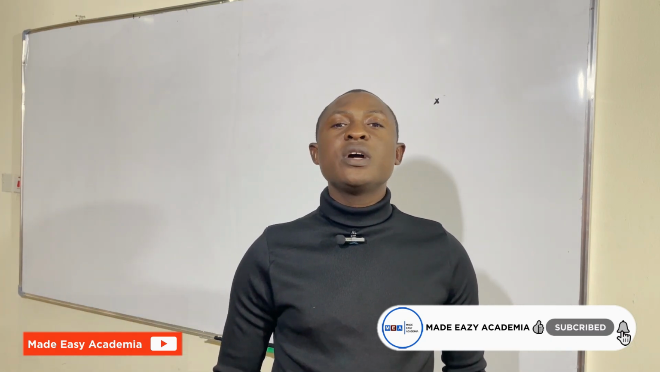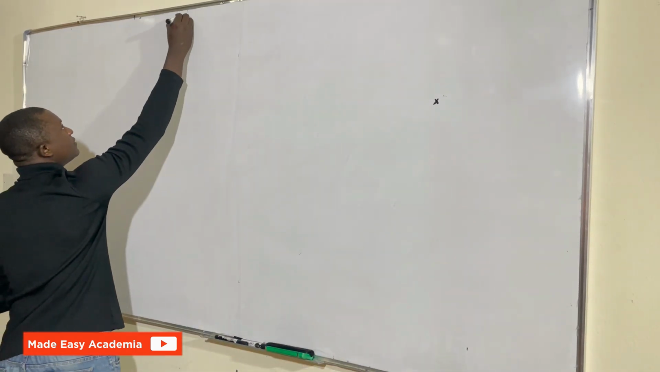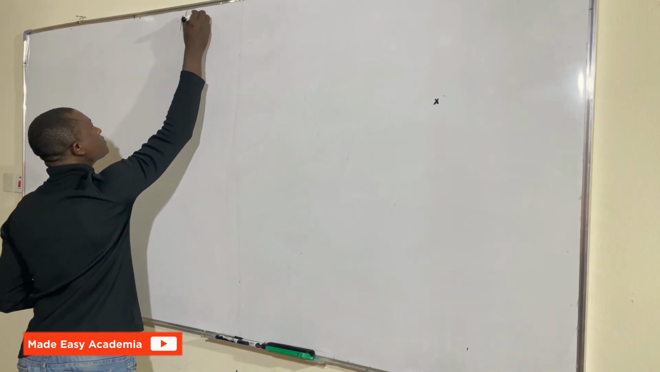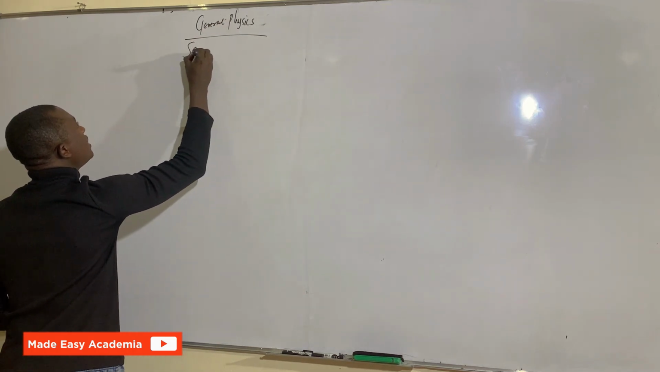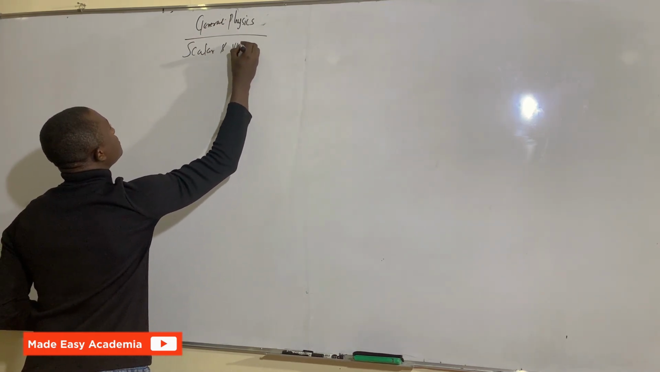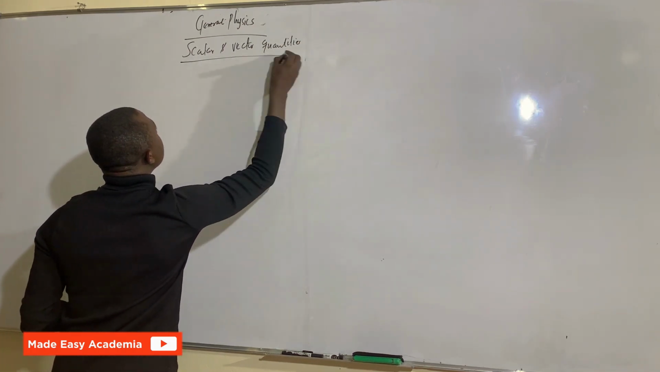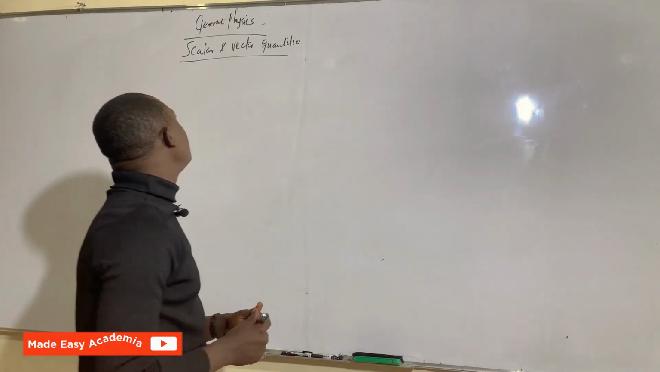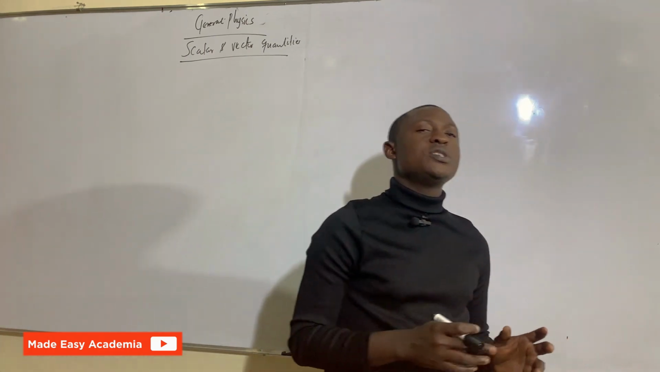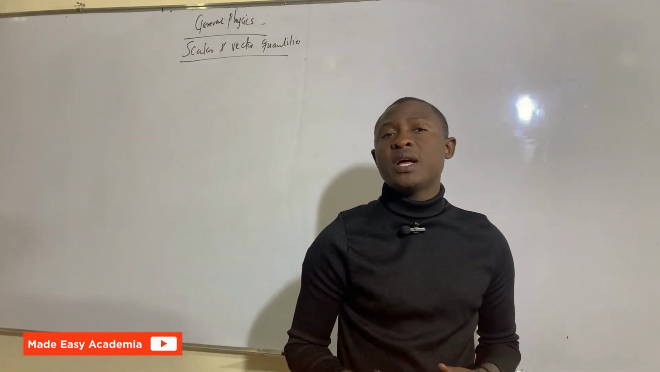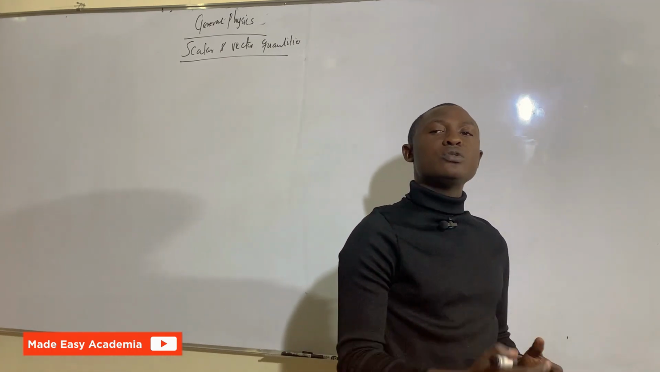So today we're talking about scalar and vector quantities. In physics, what do we mean by scalar quantities? What do we mean by vector quantities? Scalar quantities are those quantities that have only magnitude but no direction. Just like the way we learned it in secondary school, scalar quantities have only magnitude but no direction.